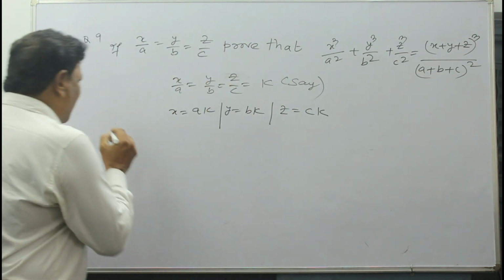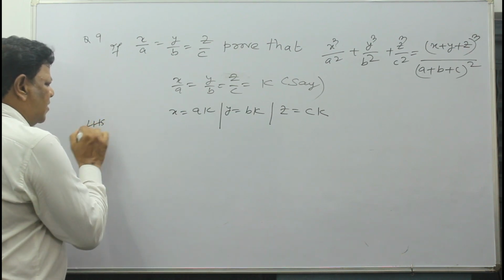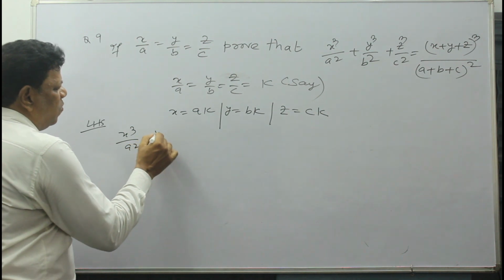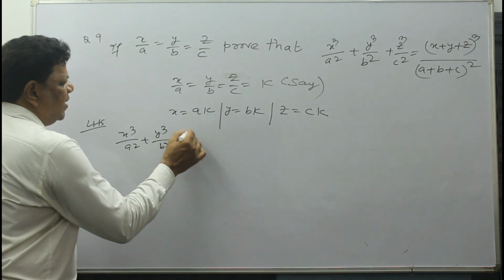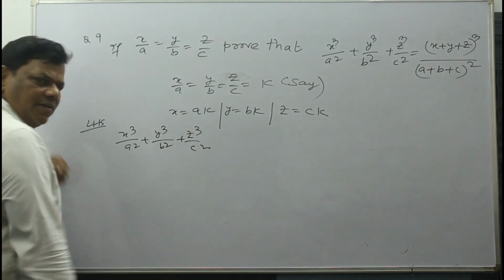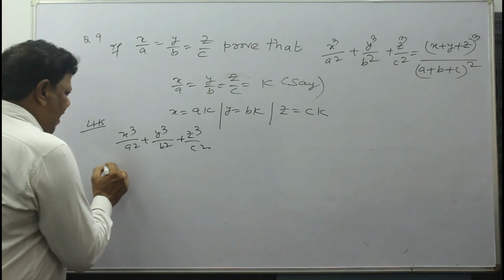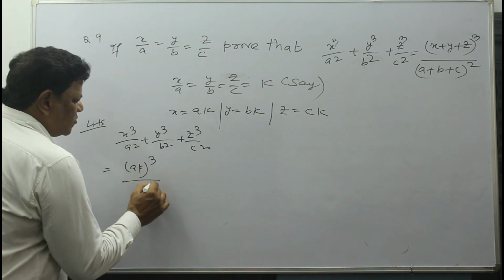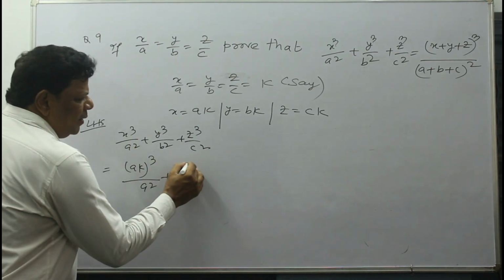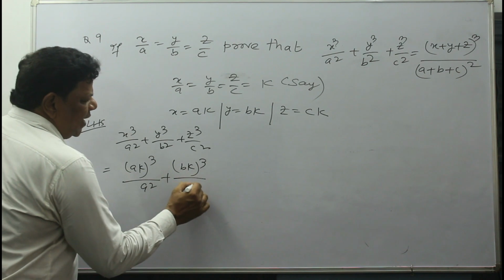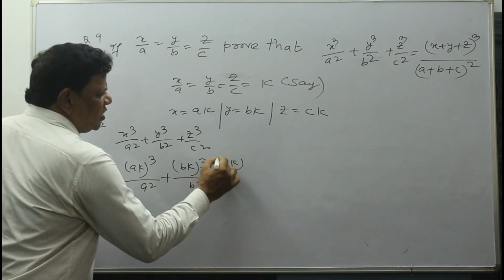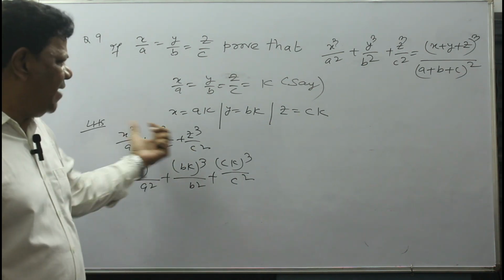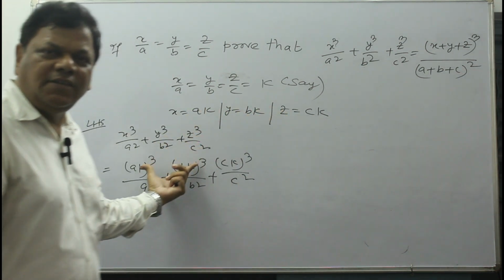Now first I write the LHS part. What is given in the LHS? x cube by a square, y cube by b square, and z cube by c square. Now see here, x equals ak, so (ak) cube, and here a square. y equals bk, so (bk) cube, and here b square. And z equals ck, so (ck) cube, and c square. Clear? I just placed the values of x, y, z from here.